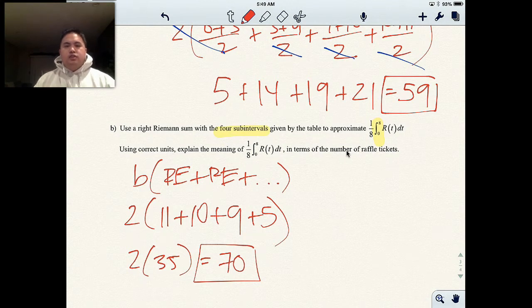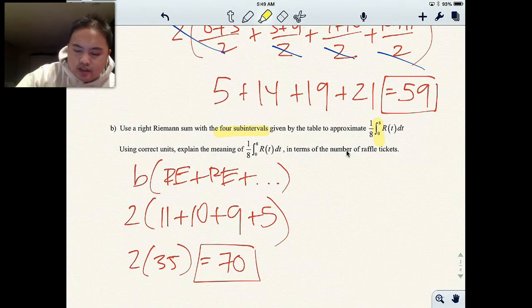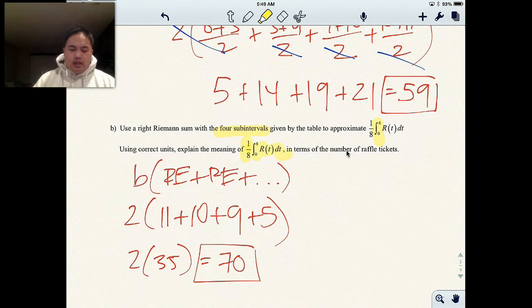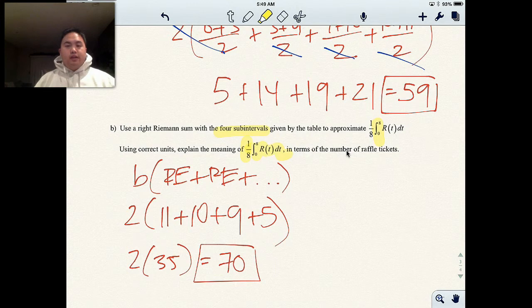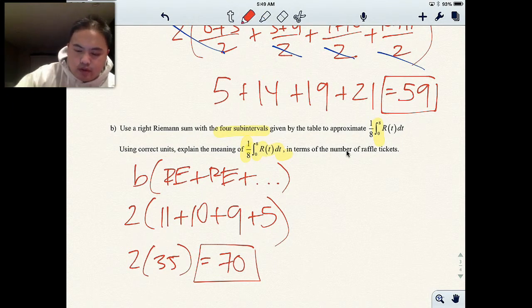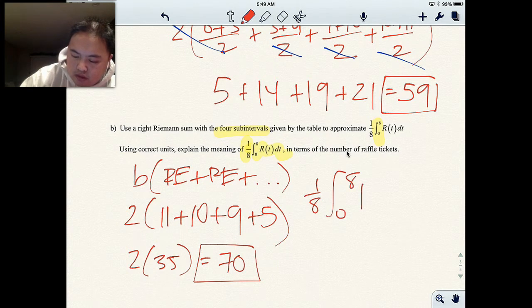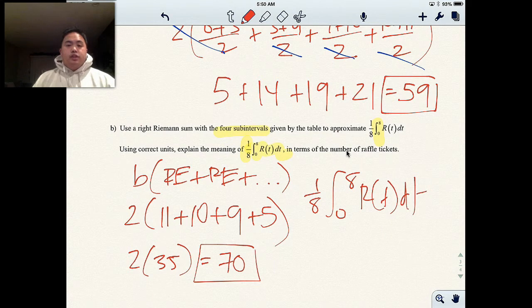Okay? And it says using correct units, what does 1/8 of the integral from 0 to 8 mean? So what this means really is when I took the Riemann sum, I told you I'm finding the total number of tickets I sold. And if I divide by 8, remember there's 8 hours, I'm basically giving you an average. Let me write this down. I'm giving you an average of tickets sold per hour.